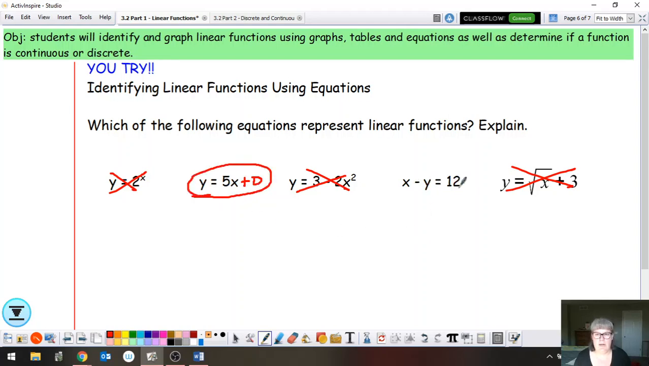And x minus y equals 12. I could add y to the other side. So I'd have x equals 12 plus y. But then I could subtract 12 from both sides and have x minus 12 equals y. And remember, if you don't have a coefficient on a variable, that's a 1. So another equivalent form of x minus y equals 12 is y equals 1x minus 12, which is y equals mx plus b. So this is also a linear function.